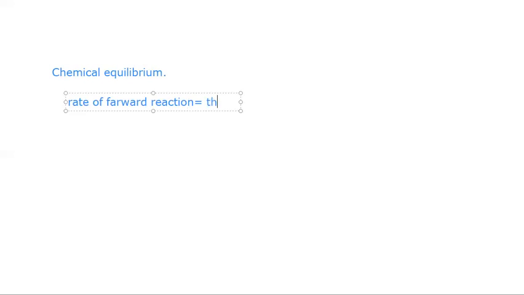We are going to start a new chapter, that is chemical equilibrium. What is chemical equilibrium? What do you think that chemical equilibrium is? The chemical equilibrium is basically in which the rate of forward reaction is equal to the rate of backward reaction. In chemical equilibrium, the rate of forward reaction equals the rate of backward reaction.